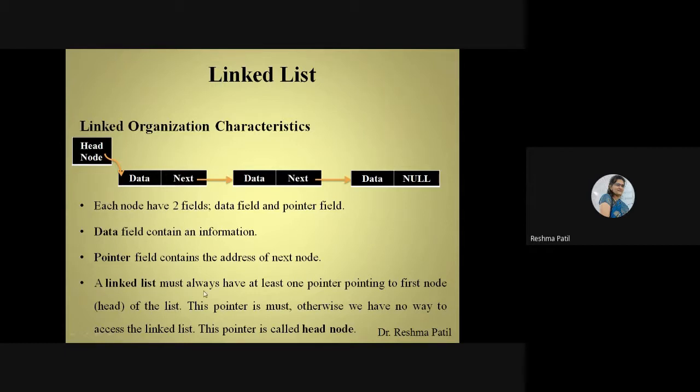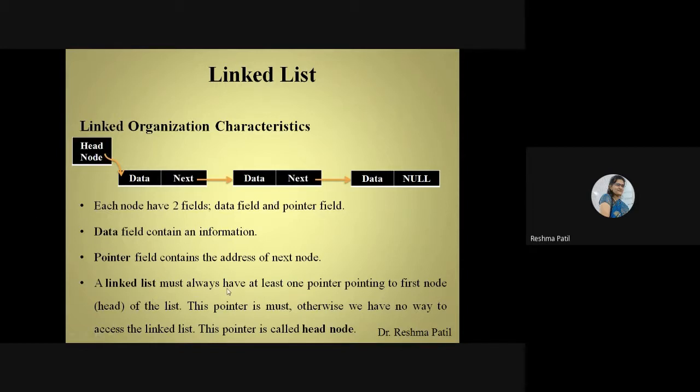A linked list must always have at least one pointer pointing to the first node. Here, this is the initial node. How will you get that? You should know the address of that node, and we will store this address into the head node, meaning this first node. Using that address we can find this linked list. So this is the head node. Using that head node we can find each and every node of the linked list.